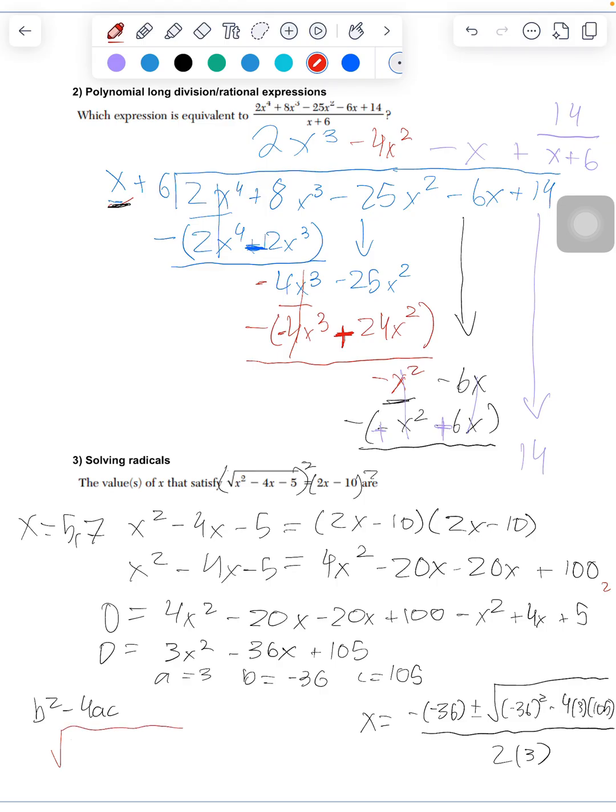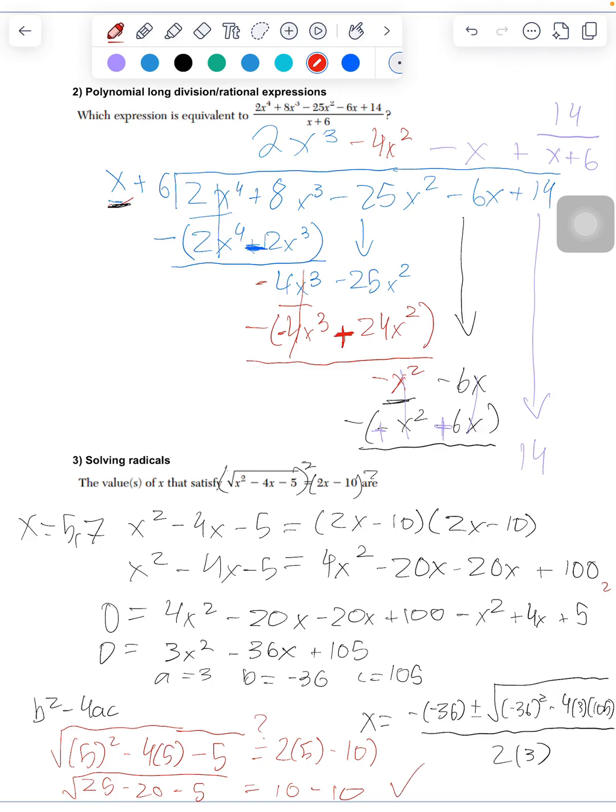Square root of 5. Wherever I see x, I'm going to replace it with 5 to see if this works out. 5 squared minus 4 times 5 minus 5, so you can put this in the calculator. Does it equal 2 times 5 minus 10? So you get square root of 25 minus 20 minus 5. Is this going to equal 10 minus 10? Yes, this whole thing is 0. So this one checks out. So 5 checks out.